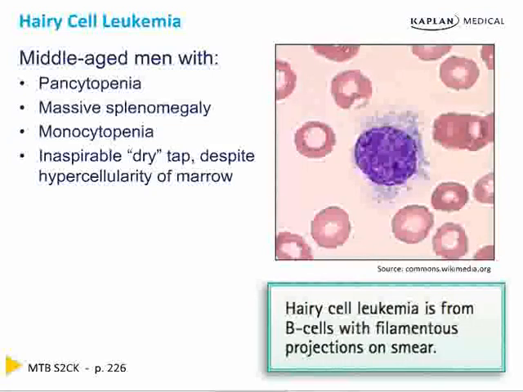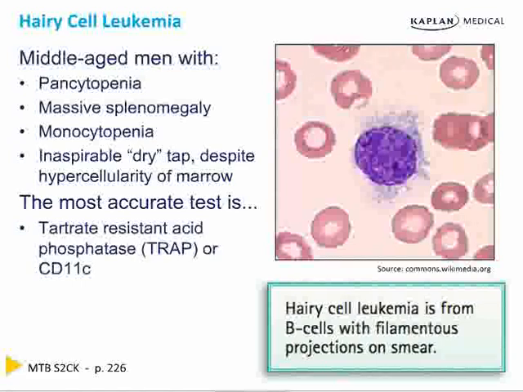And the hairy cells have filamentous projections on the cells, or hairy cells. Now remember, that filament projection is not reticulin fibers on a marrow. This is off the white cell itself. The most accurate test is we use the CD11 or tartrate-resistant acid phosphatase, TRAP, has been used. And the treatment is cladribine. Cladribine is specific for hairy cell leukemia.